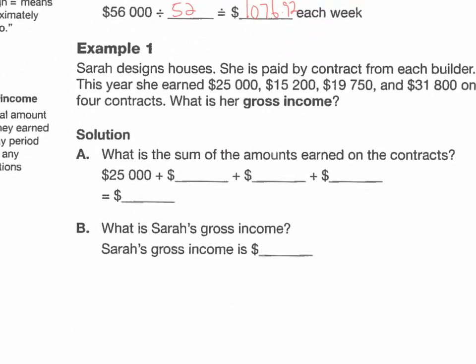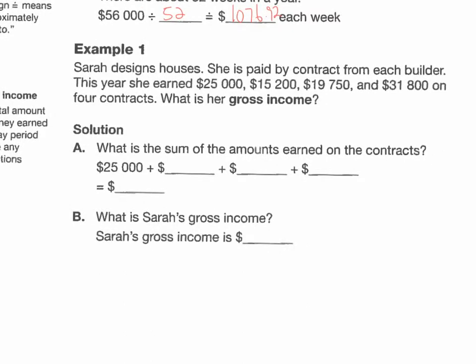So here's example 1. Sarah designs houses. She's paid by contract from each builder. This year she earned $25,000, $15,200, $19,750, and $31,800. So what is her gross income? Now, gross does not mean stinky or unsanitary. It means total. So you need to add them up. So 25,000 plus 15,200 plus 19,750, and you will get a total. So what is Sarah's gross income? Well, whatever total that you get goes there. So you need to do that.